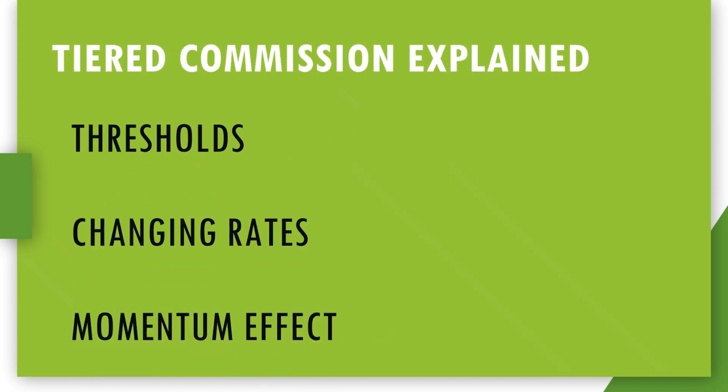Tiered commission increases rates after reaching certain levels. This creates momentum. Effort increases as the next tier gets closer. Psychologically, this structure is powerful but must be designed carefully to avoid burnout or short term focus. What happens if tiers are too far apart?